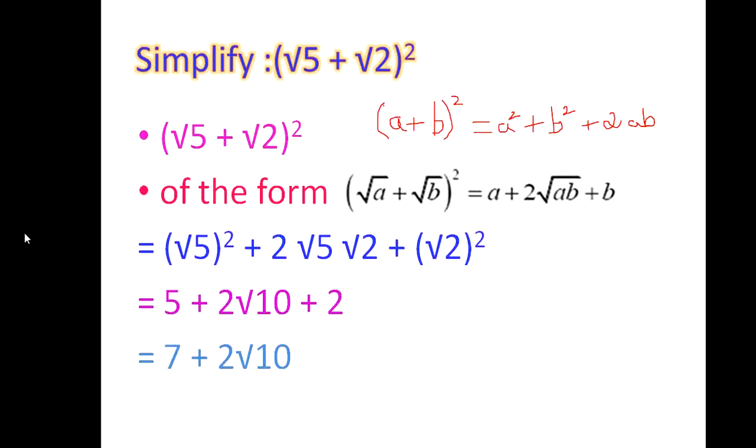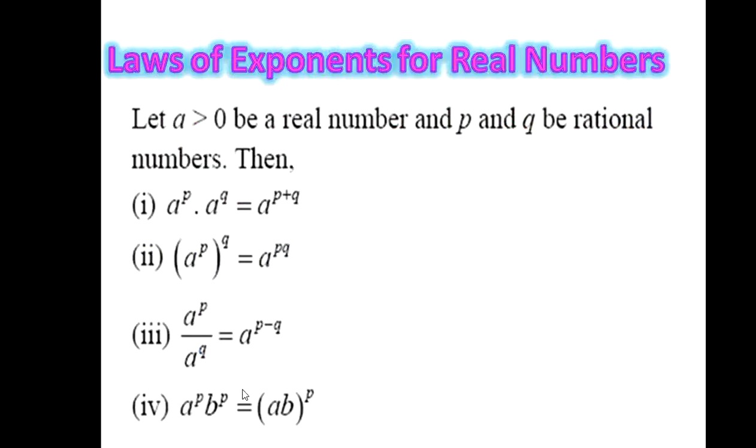Okay, so adding 5 and 2 together, you will get 7. See why you are getting 7 here: you are adding 5 and 2, you are getting 7, and this 2 into root 10 will be as such. Okay, understood? Now moving to the laws of exponents of real numbers.